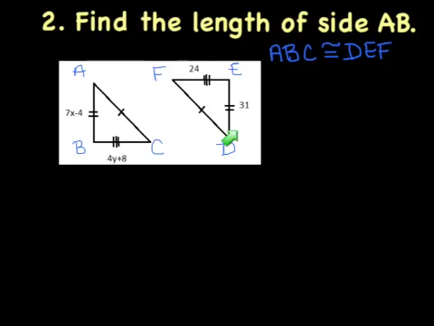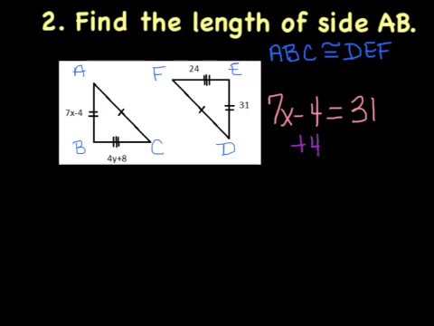So here's DE. And we could tell by the marks. See how there's 2 marks here and 2 marks here. We know that these two are congruent. So all we have to do is set up an equation. So we know that 7x minus 4 is equal to the congruent side, which is 31. Now we just have to solve our equation. We'll get x and plug it back in.